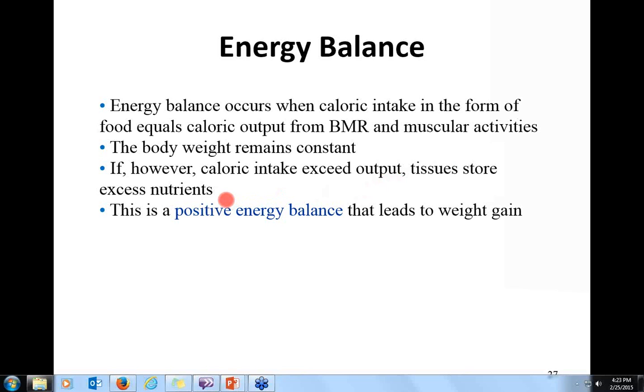So the gist of this slide is that you should take in what you use. So if you take in more energy than you need, that could lead to weight gain.